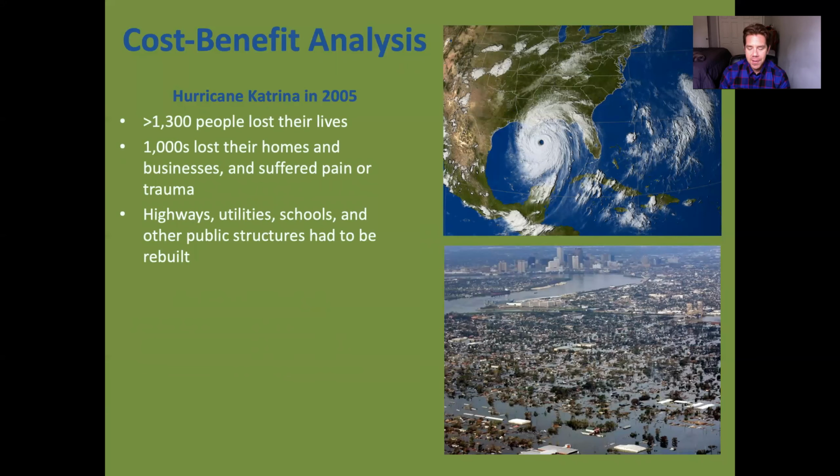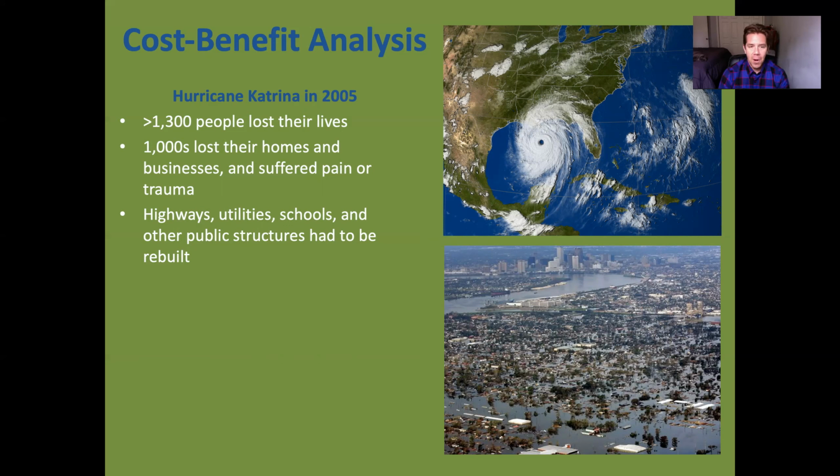so one way to think about this is, what can we do to prevent the detrimental impacts of these types of occurrences, right? This is just one example of thinking about cost-benefit analysis, and it's presented in the text, and that's why I'm using it, so that we can keep things simple. But if you look at Hurricane Katrina in 2005, you have more than 1,300 people losing their lives.